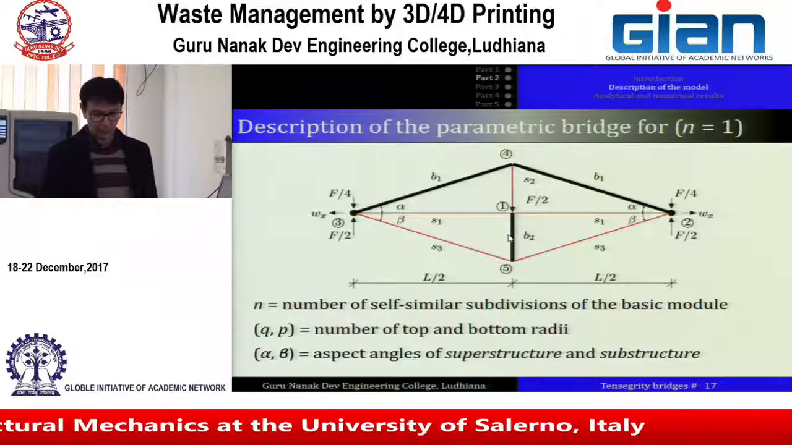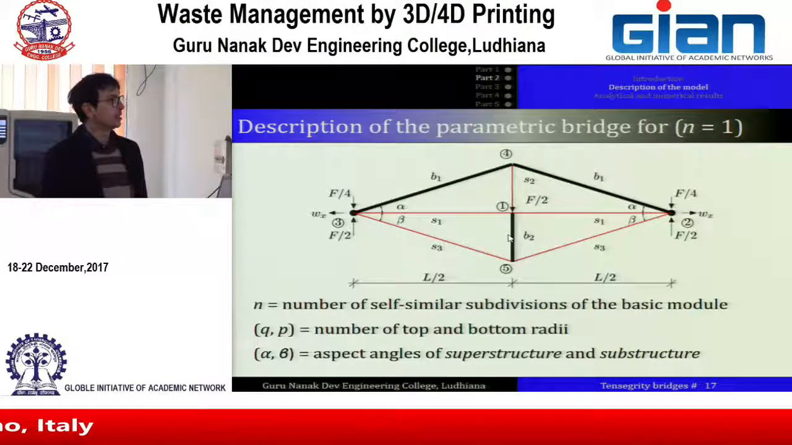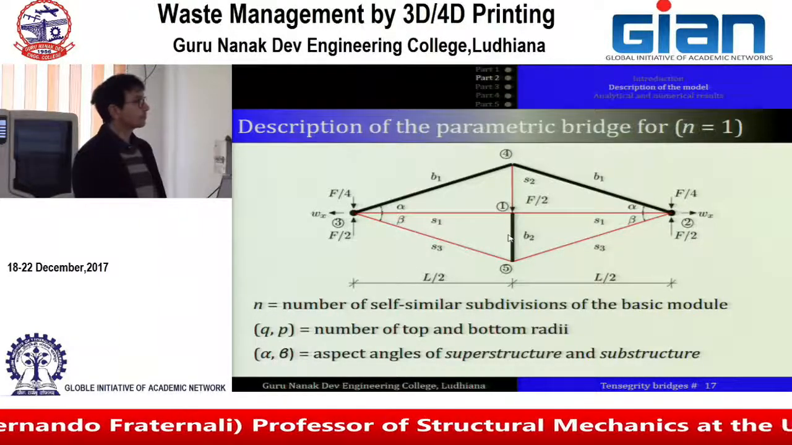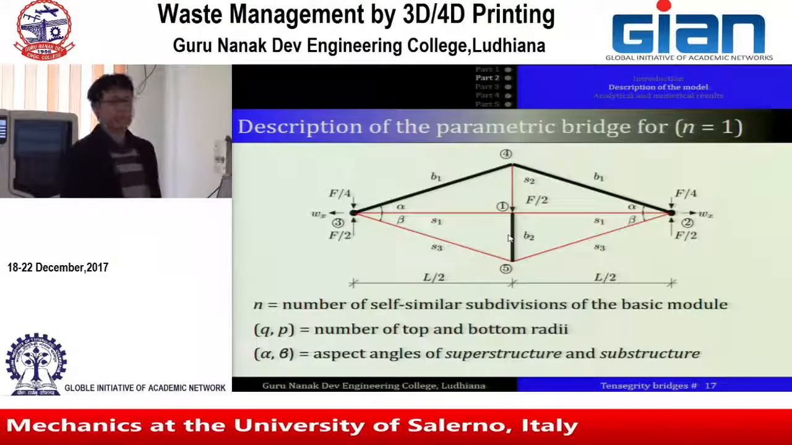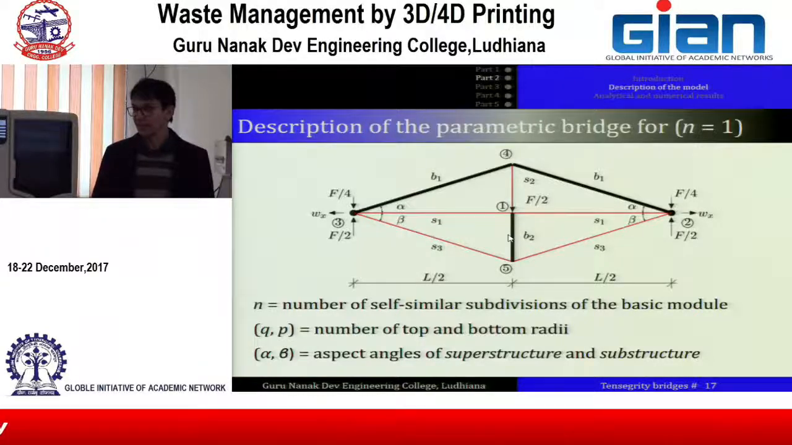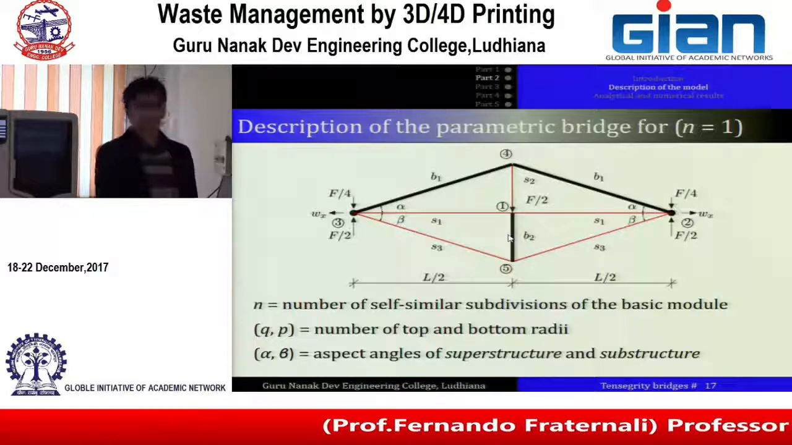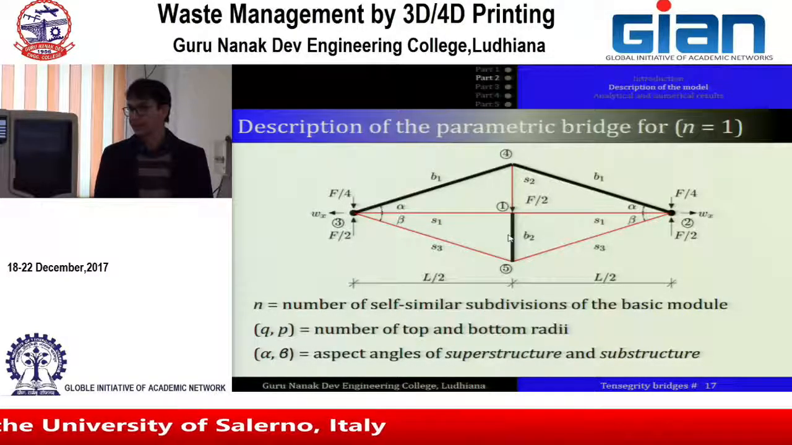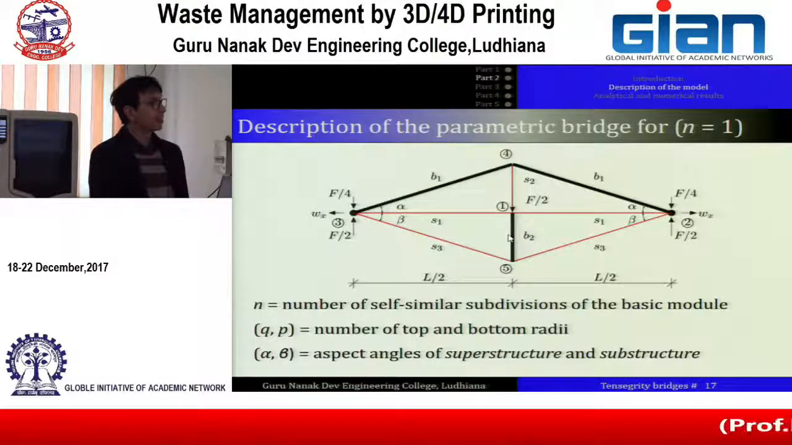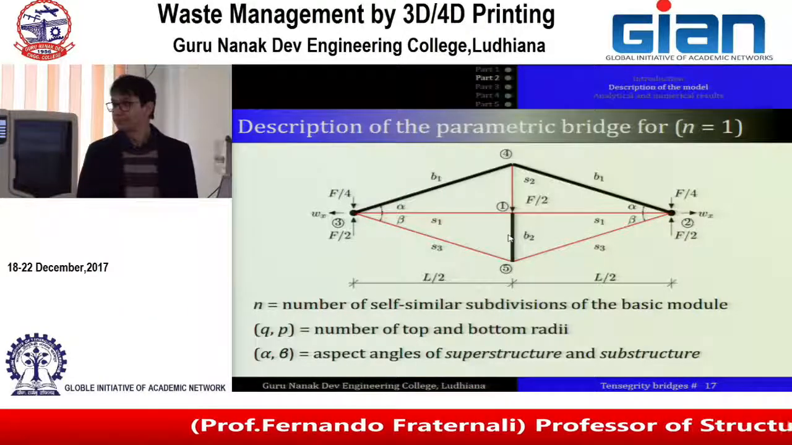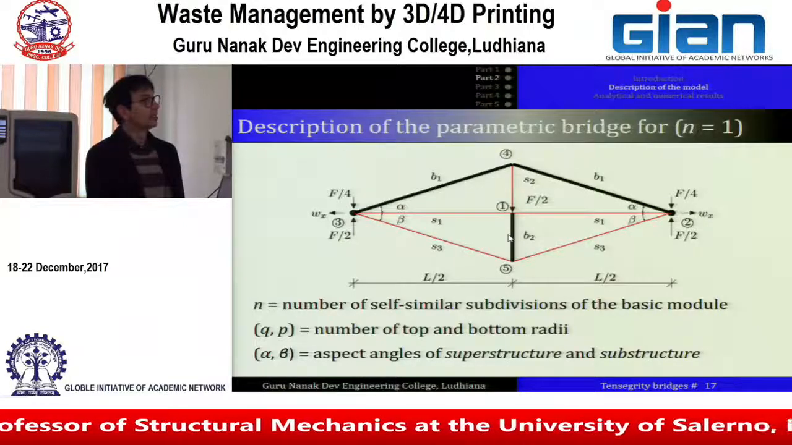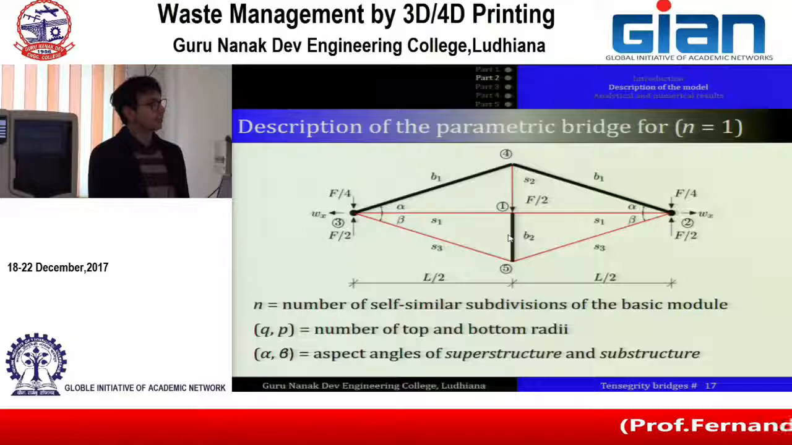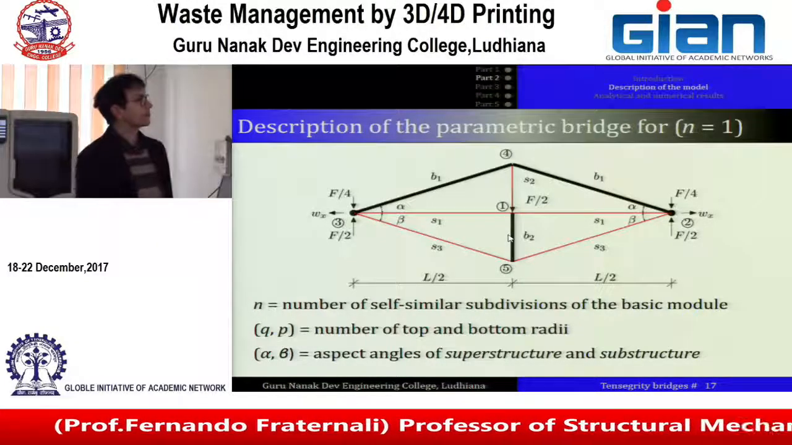And we want to design this module. The best value of the aspect angles, alpha and beta are aspect angles of this module, and the optimal values of the self-similar subdivisions. We can have a number of self-similar subdivisions of this basic module. And this is another design parameter, the number of subdivisions, as well as alpha and beta are design parameters. And we can have also Q and P as the number of top and bottom radii as design variables, because in this basic module, you can have more radii. So this is with one radius, but you can have more radii, both here and here. And so those are other two design parameters.